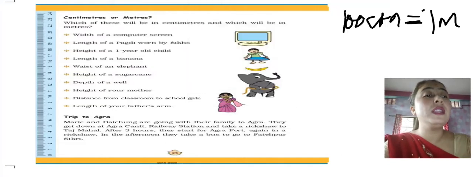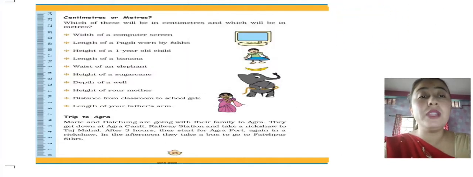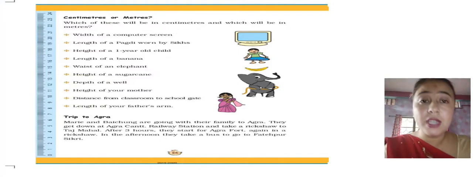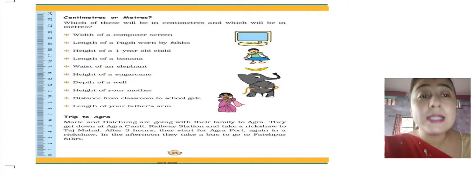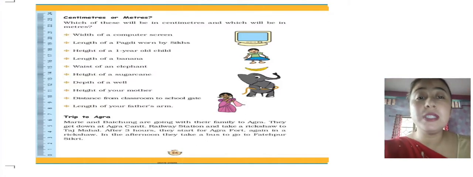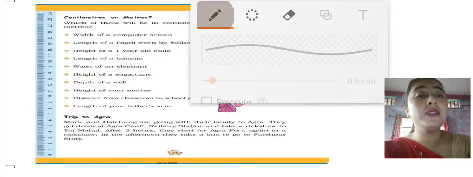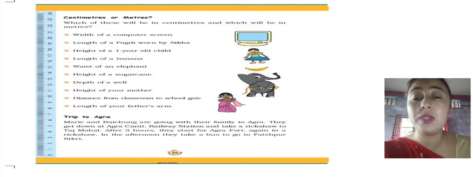So we will guess here which one will be measured in centimeter. That means centimeters are the smaller unit and meters are the larger, longer unit. Okay, so we will see which will be measured in meters and which will be in centimeters. For meters we will write M, and for centimeters we will write cm. Okay, so let us start.